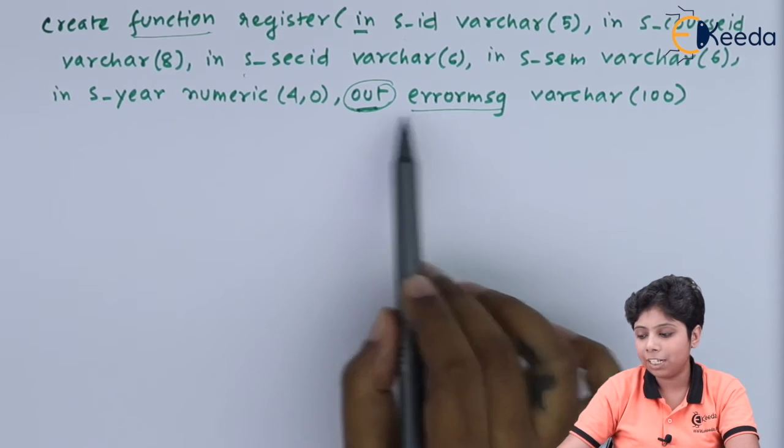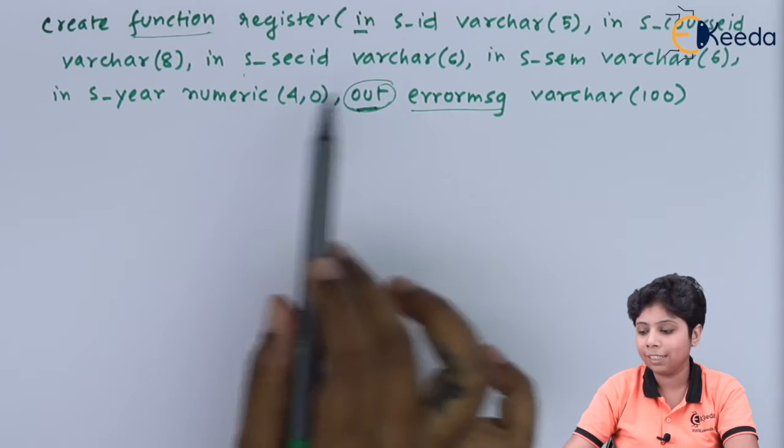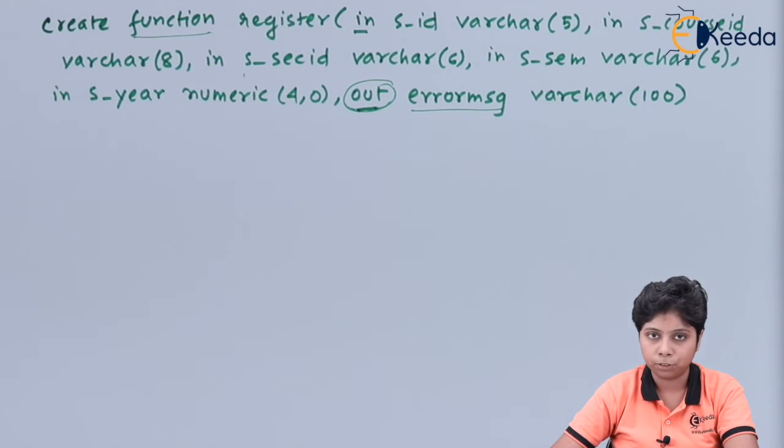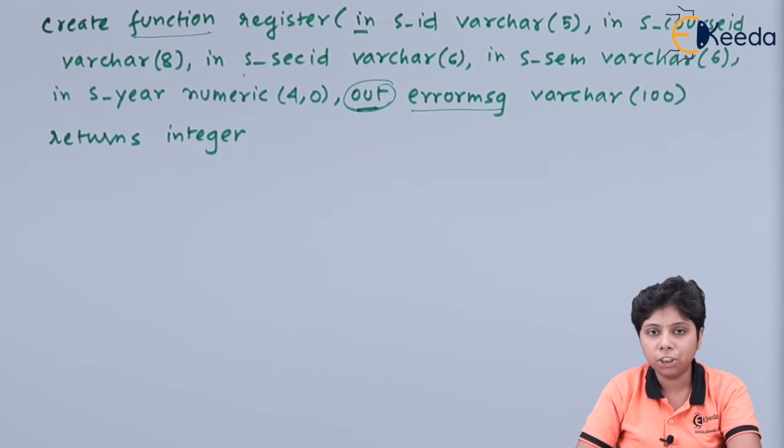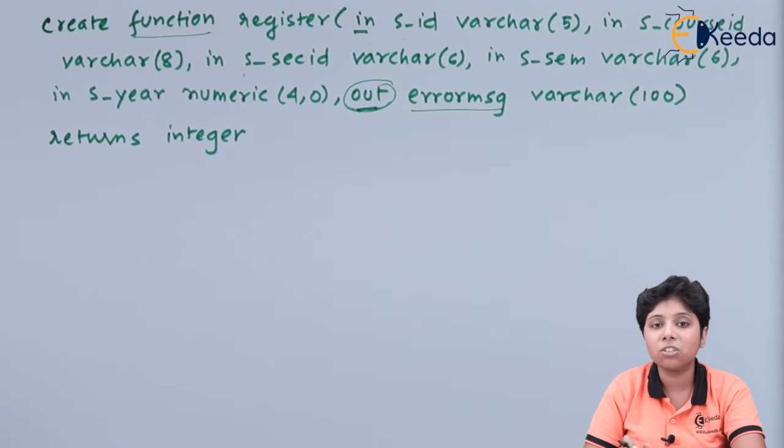Now I have declared error message as an out, and other than that everything is an input. As I have mentioned, the function will not return any value, but it will return 0 and -1 to show the successful completion and the error completion of that particular function. So it is not actually returning any value to the database, but an integer to signify what kind of successful or unsuccessful completion has been done by the function.